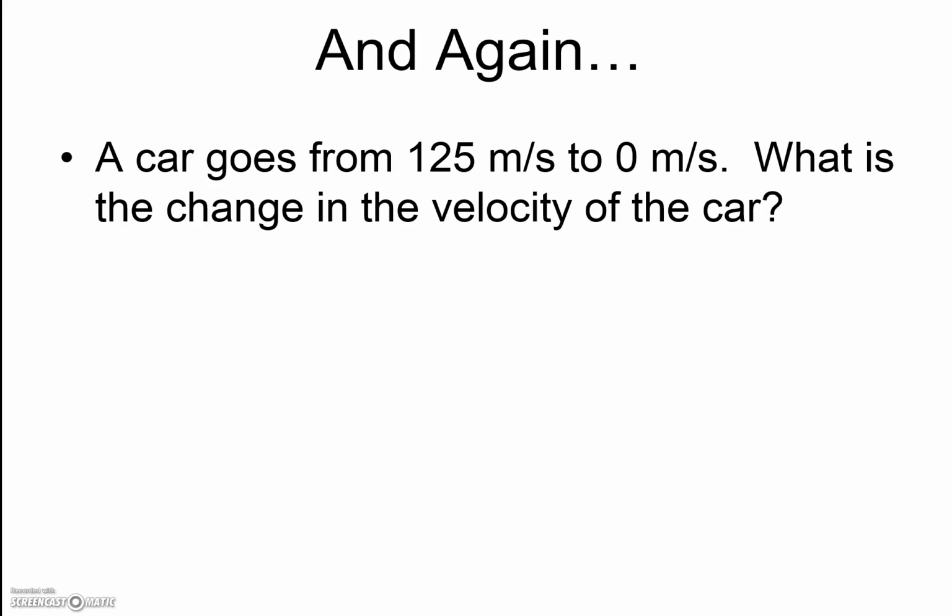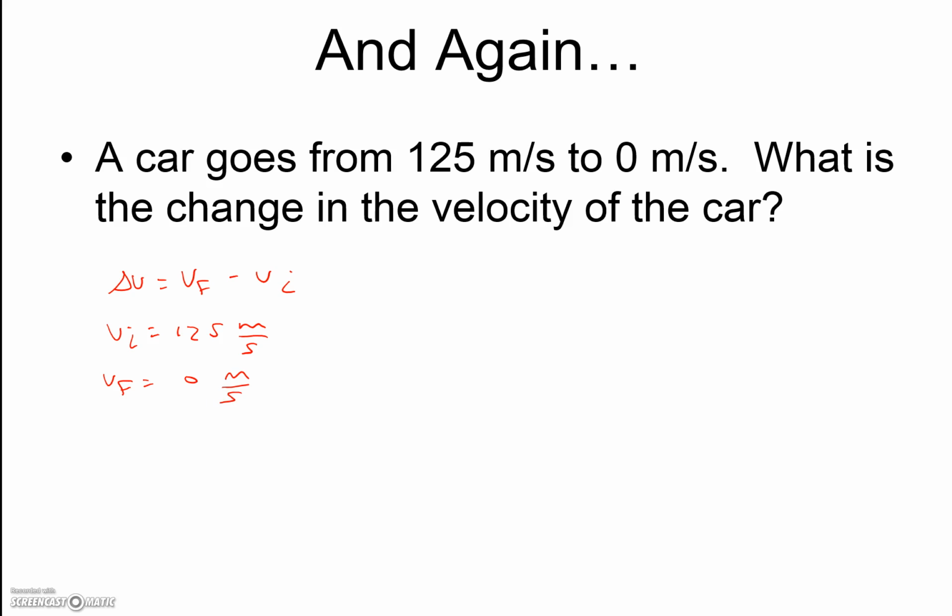Let's look at another problem. A car goes from 125 meters per second to 0 meters per second. And we want to calculate the change in the velocity of the car. So we're trying to calculate our change in velocity. So we're going to take our V final minus our V initial as our equation. Our variables are, our V initial is 125 meters per second. Our V final is 0 meters per second.